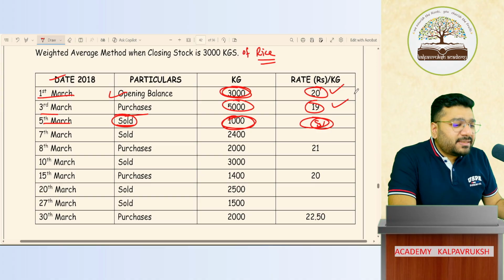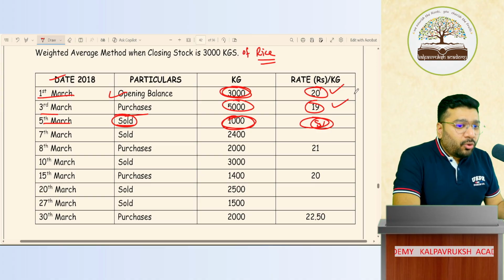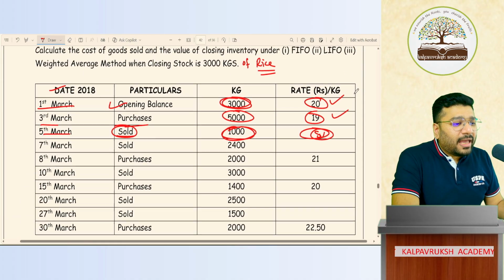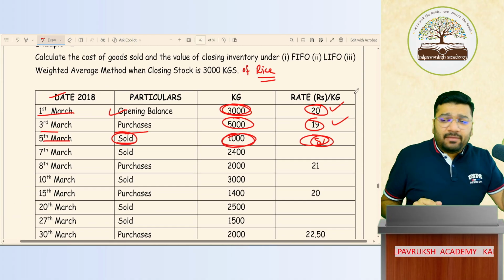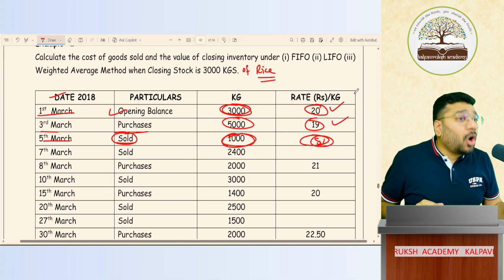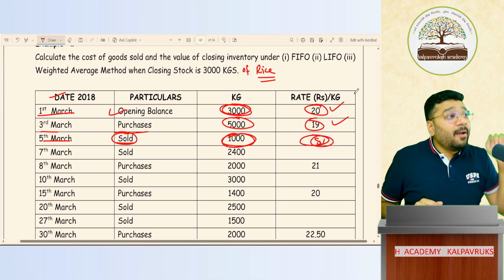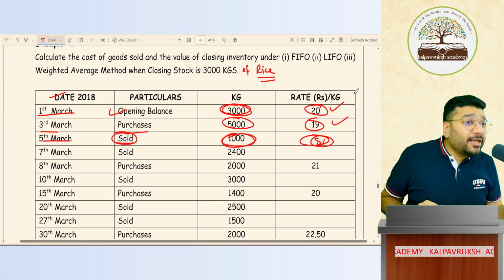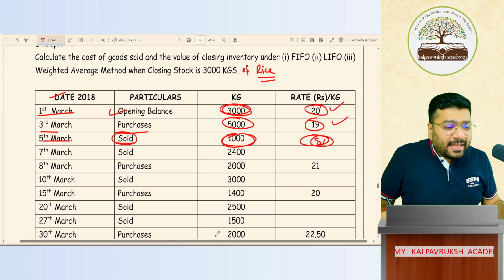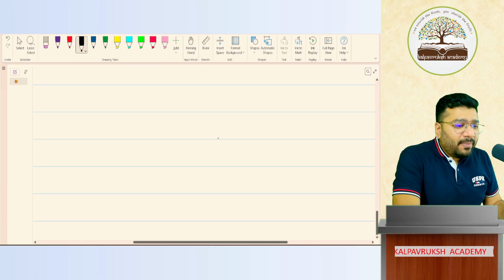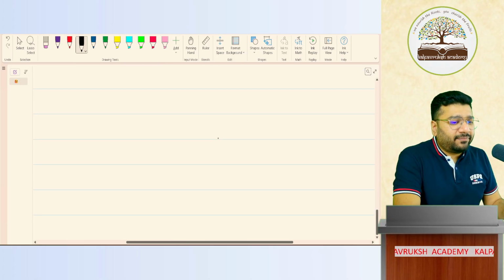So like that, purchase details and sales details are given. Now they're telling us to calculate the value of inventory. In short, they're asking us to calculate the cost using the FIFO method under the perpetual inventory system. Clear or not clear? Fantastic. Take a fresh page. I'll draw the format first. You see how much space you want to leave.